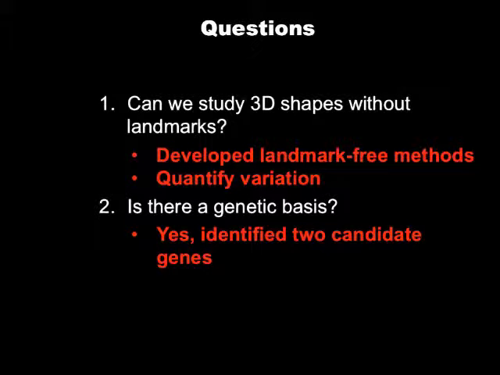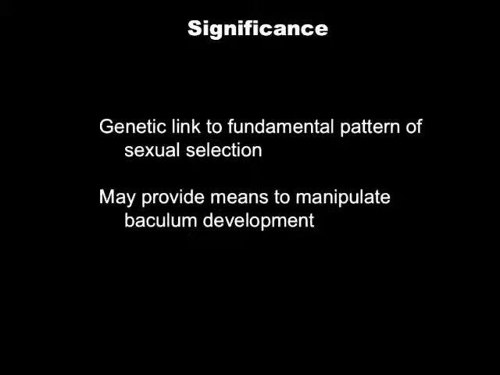But okay, so who cares about all this stuff? I do, but that doesn't mean you have to. Actually, you should. So one of the reasons is, all those fundamental patterns of evolution, of morphological divergence that I talked about, there are very few examples where we actually know the genetic basis of that variation. They're very, very few. And so I would argue that this is the kind of research that we need to do to provide a genetic link to some of these fundamental patterns. Okay, and then the big pie in the sky, which is what I just said, is that knowledge of the genetic basis of all this variation might help us manipulate its development in the future.